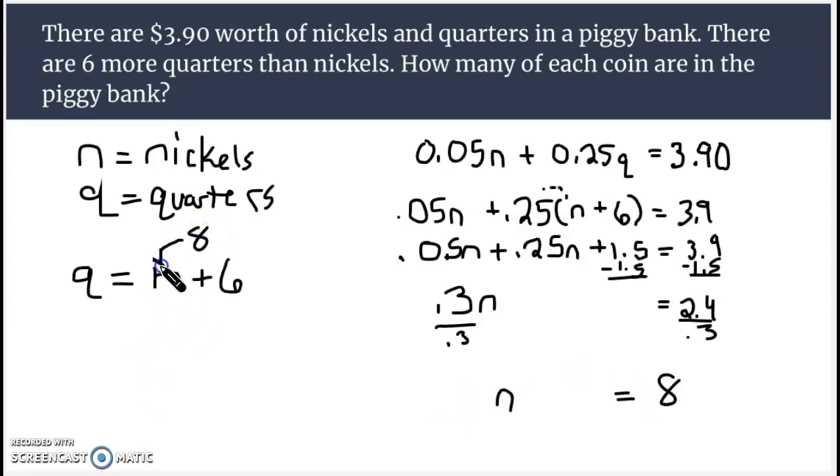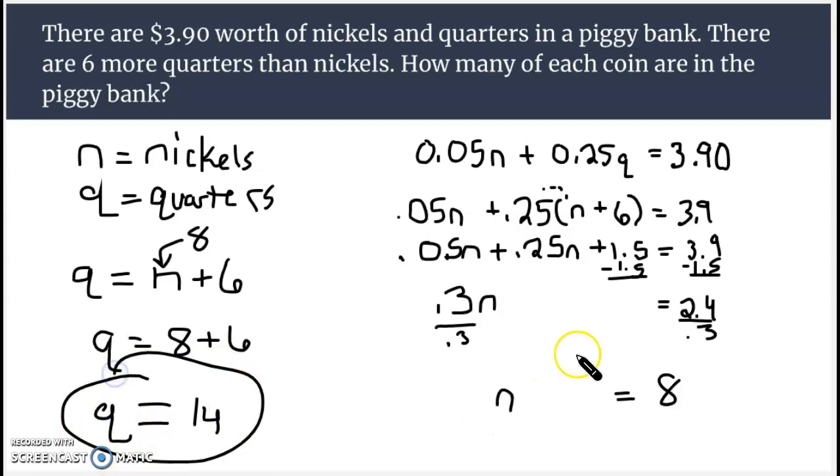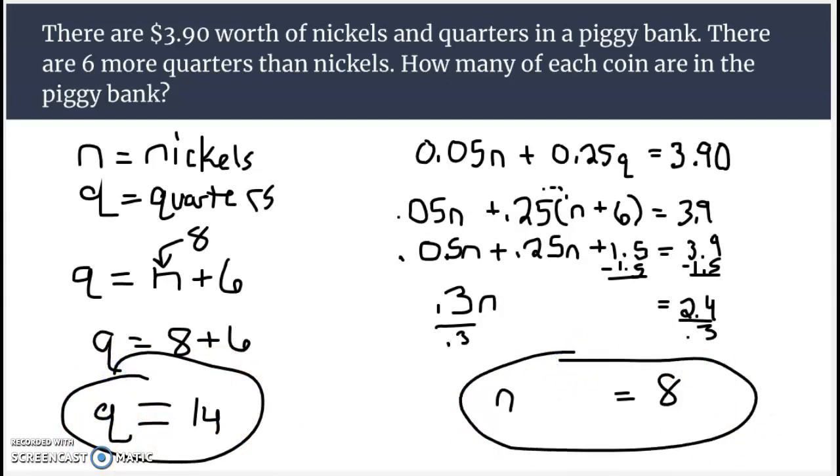Over here, this other equation we made, number of quarters is 8 plus 6. 8 plus 6 equals 14. There are 14 quarters, Q for quarters, and there are 8 nickels. Alright, let's look at another one here.